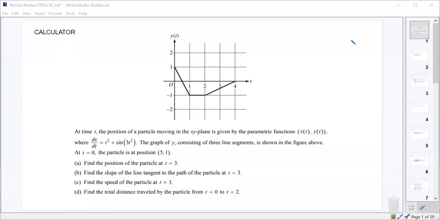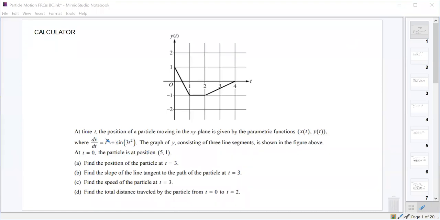All right. Part A, find the position of the particle at t equals 3. So to find position, we need to just use x of t and y of t. Well, they give us dx/dt, and then they also give us y of t, right? So in order to find our position, all we need to do is first off to find the x coordinate, integrate our dx/dt.